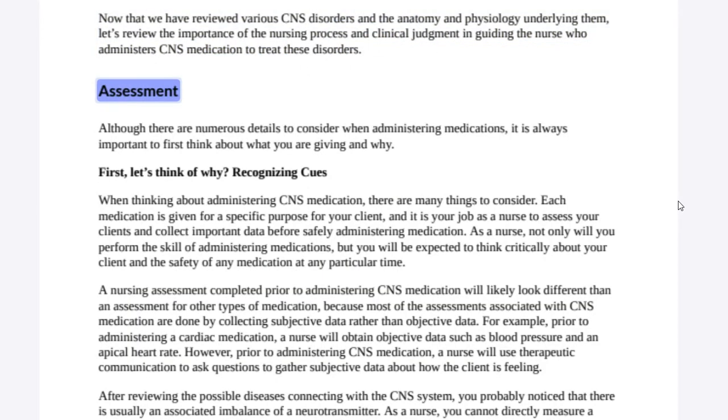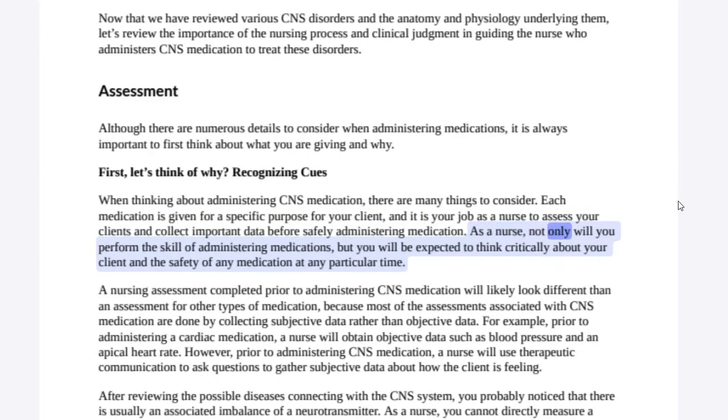Assessment. Although there are numerous details to consider when administering medications, it is always important to first think about what you are giving and why. First, let's think of why. Recognizing cues. When thinking about administering CNS medication, there are many things to consider. Each medication is given for a specific purpose for your client, and it is your job as a nurse to assess your clients and collect important data before safely administering medication.